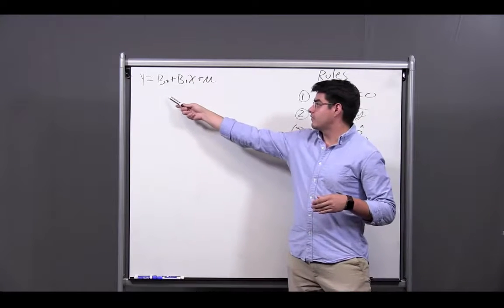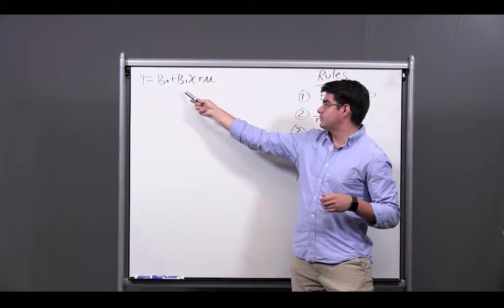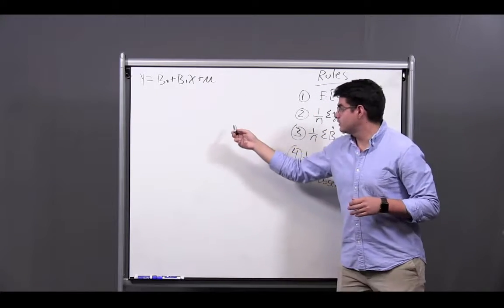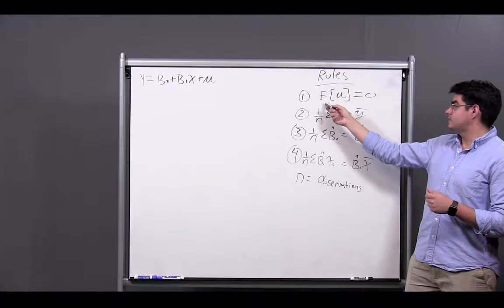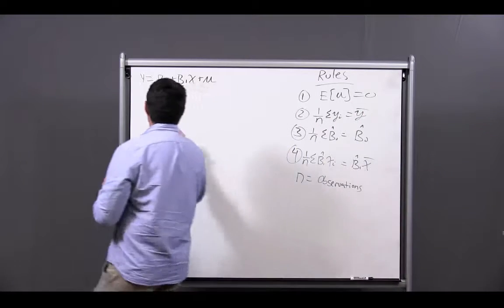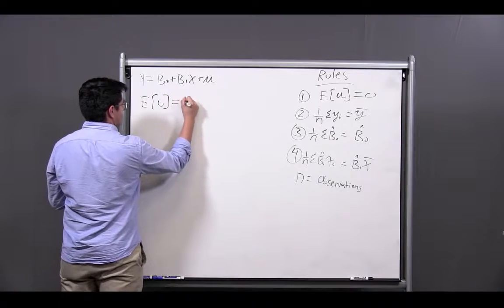So here we have our population regression function, which is y equals beta naught plus beta 1 x plus u. The first thing we're going to do is use one of our rules over here, which is an assumption that the expected value of u is equal to 0. So the expected value of u is equal to 0.